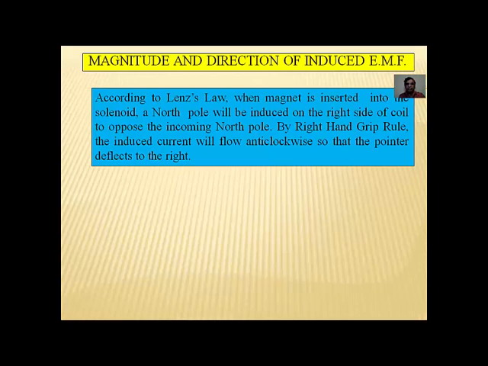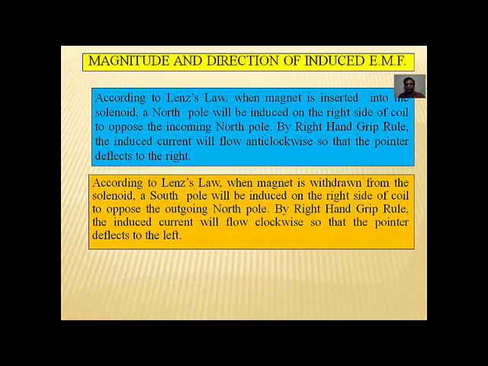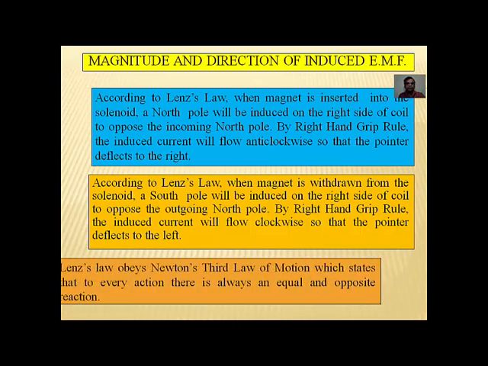By right-hand grip rule, the induced current will flow anti-clockwise so that the pointer deflects to the right. According to Lenz's law, when the magnet is withdrawn from the solenoid, a south pole will be induced on the right side of the coil to oppose the outgoing north pole. By right-hand grip rule, the induced current will flow clockwise so that the pointer deflects to the left.